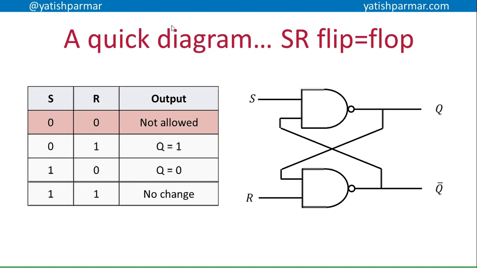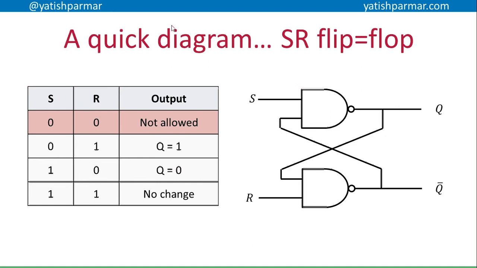Basically that means that in this one we are not allowed to have an input of S equals 0 and R equals 0. It's illegal to apply that input logic to this type of flip-flop circuit. Now, what does this look like?